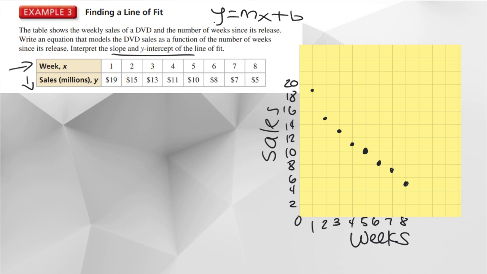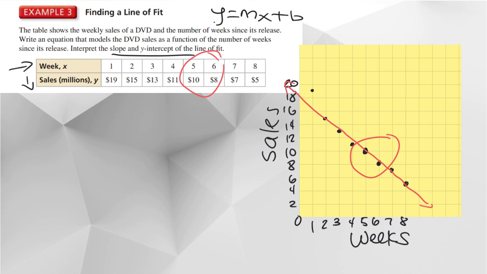Step 2 is draw a line of fit. I'm going to draw a line that most closely resembles the scatter plot. So I'm going to draw a line through here. Do I pass through any 2 points? Very closely, I pass through these 2, correct? What ordered pairs are those? (5, 10) and (6, 8), correct?